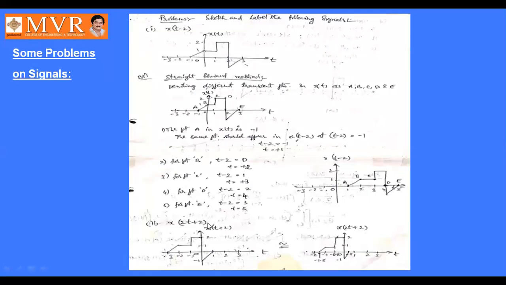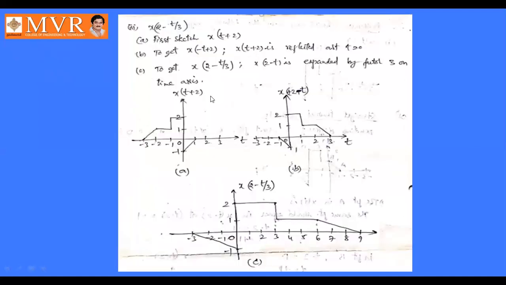X of 2t plus 2. Set 2t plus 2 equal to minus 1: 2t equal to minus 1 minus 2, or 2t equal to minus 3, so t is minus 3 by 2, that is minus 1.5. Similarly, 2t plus 2 equal to 0 for b: 2t equal to minus 2, or t equal to minus 1. See, this is b at minus 1. Similarly, 2t plus 2 equal to 1: 2t equal to 1 minus 2, that is minus 1, so t equal to minus 0.5. This is the point c.